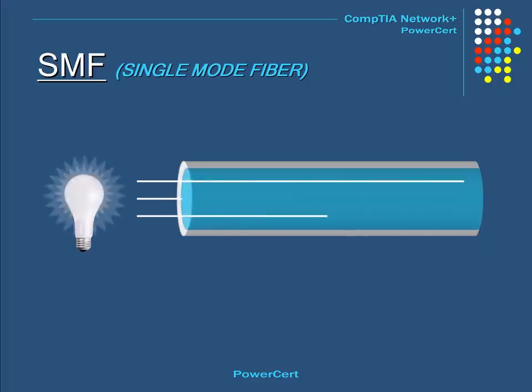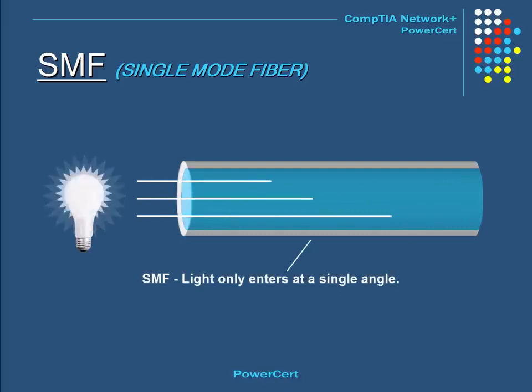Now there are 2 different modes in fiber optics: single mode fiber and multi-mode fiber. Single mode fiber is a fiber optic cable that allows light to enter only at a single angle, as you can see here. So when this type of transmission of light enters at this angle, it can span for great distances.